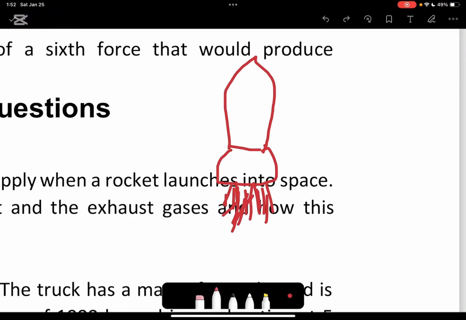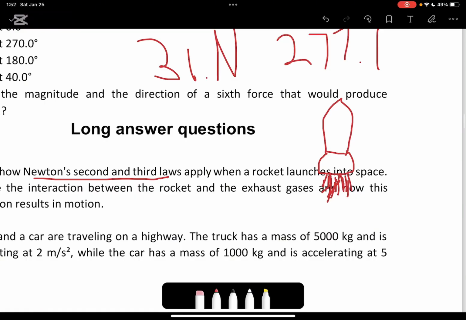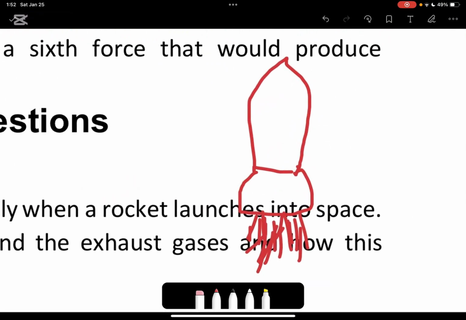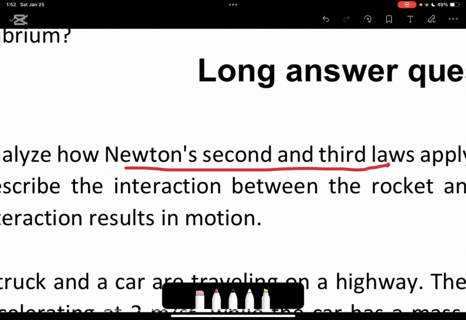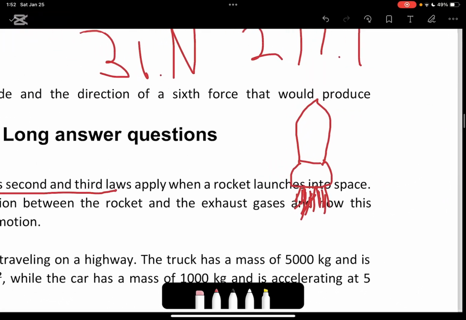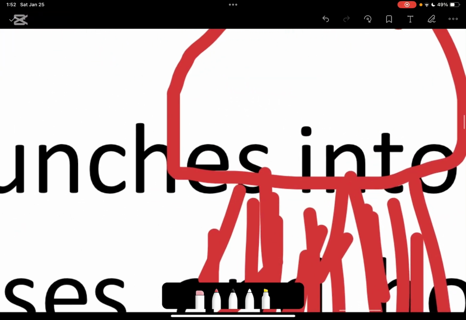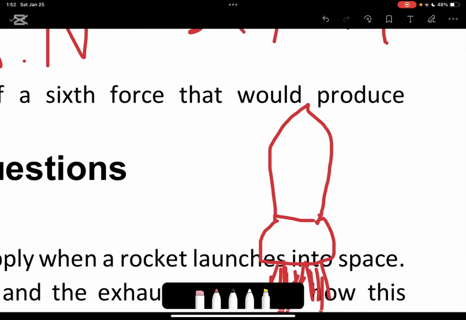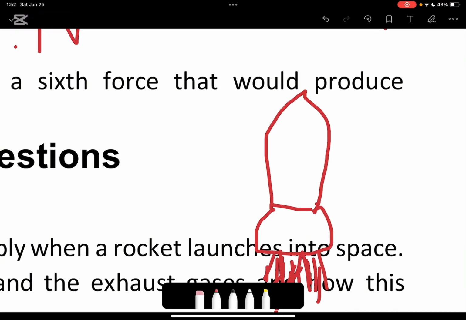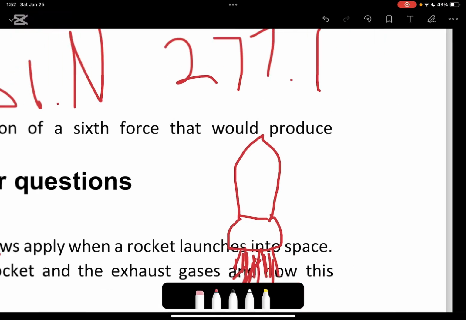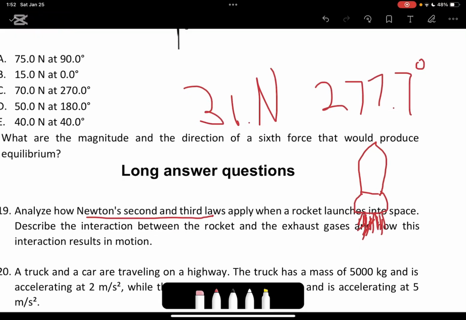So if you want an example of Newton's third law, the rocket launches into space, describes the interaction between the rocket and the exhaust gases. The rocket burns fuel, so gases are exited from the exhaust, and that results in movement of the rocket going upward into space. So that's the third law applied.